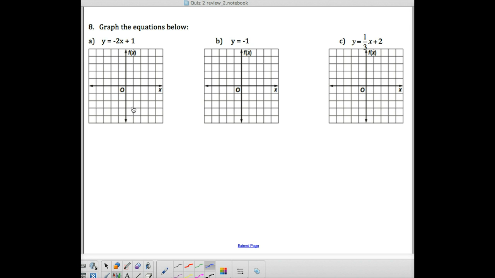Alright, so graph the equations below. First, start with the y-intercept, that's plus 1, so up 1 on the y-axis. Then our slope is negative 2, which is the same as negative 2 over 1. So our rise over run is negative 2 over 1. We're going to go down 2, forward 1, down 2, forward 1. And then that is our line.